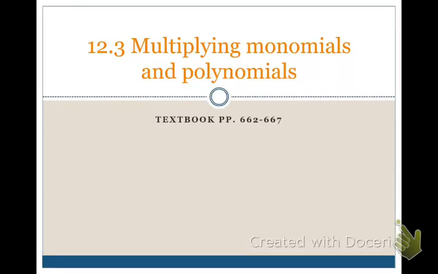Yesterday we learned the adding and subtracting of polynomials, and now today we're going to learn multiplying monomials and polynomials. And actually that should say multiplying and dividing, because dividing is example 3, so I don't know why that's not a part of the title. But we're going to be multiplying and dividing monomials and polynomials.